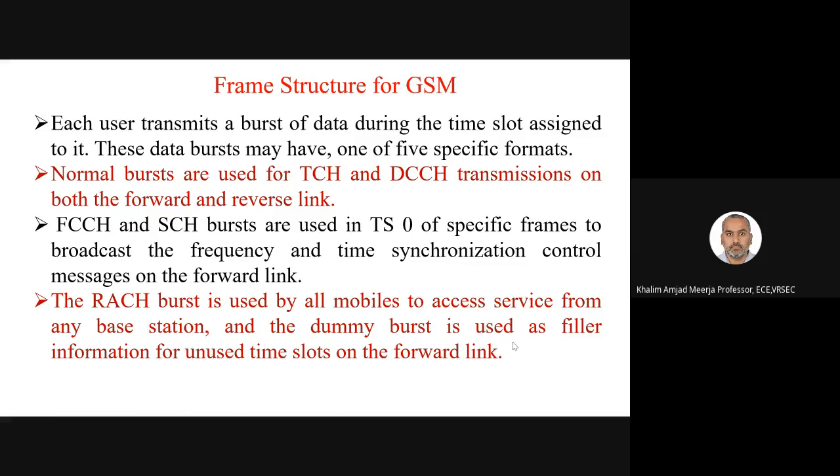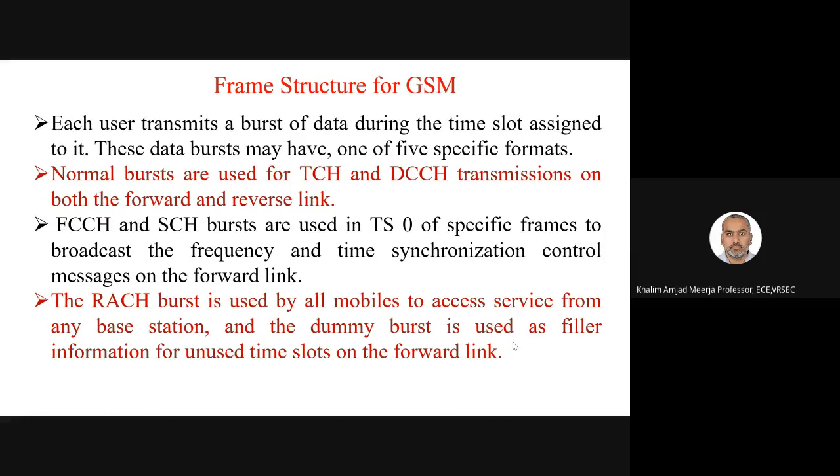Because many kinds of information will be passed, you need to have a specific frame format for each type of communication. So there are five specific frame formats defined. One is the normal burst, which is the normal data transmission, used in traffic channels and DCCH transmissions on both the forward and reverse links.